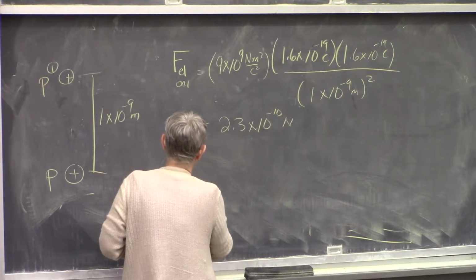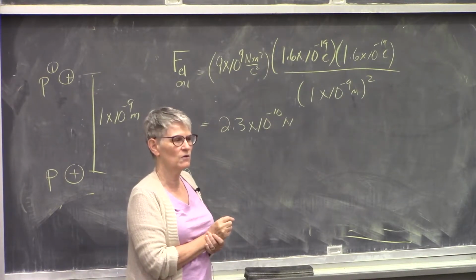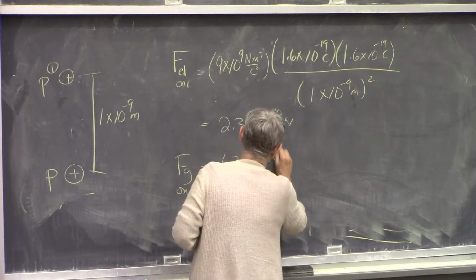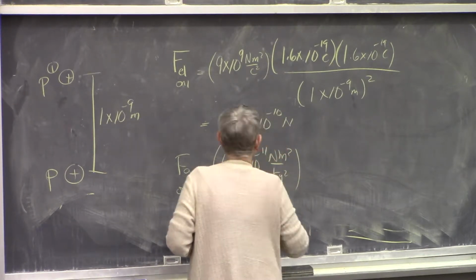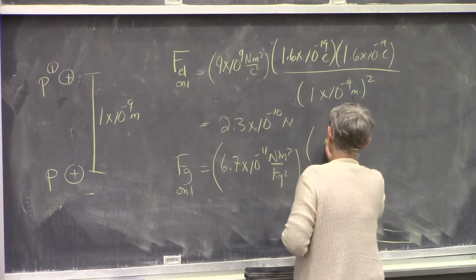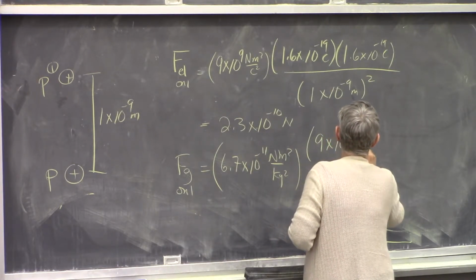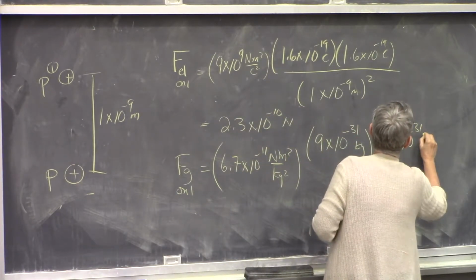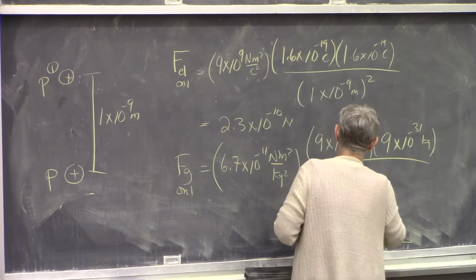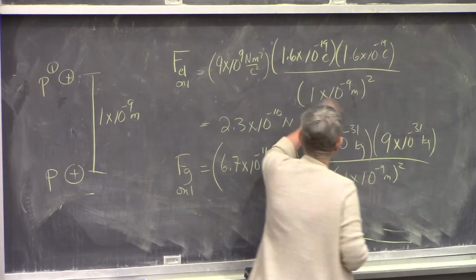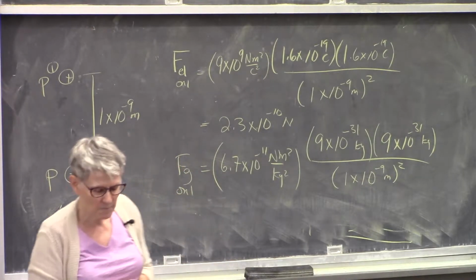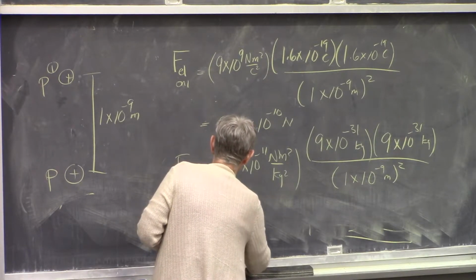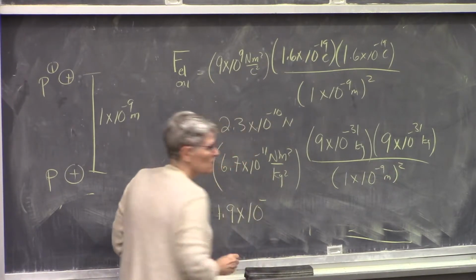Now if we calculate the gravitational force on one due to the other proton, we have 6.7 times 10 to the negative 11 newton meters squared per kilogram squared times the mass, and the mass of a proton is about 1.7 times 10 to the negative 27 kilograms, and another of the same, divided by 1 times 10 to the minus 9 meters squared. So actually the r squareds cancel out in this ratio. And so this comes out to 1.9 times 10 to the minus 36, I think it is.